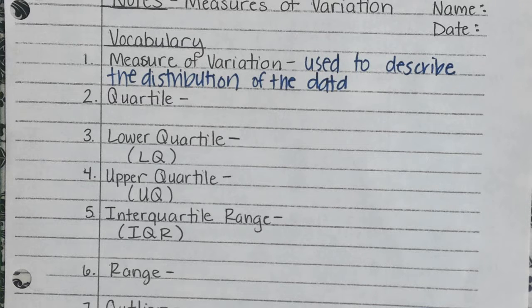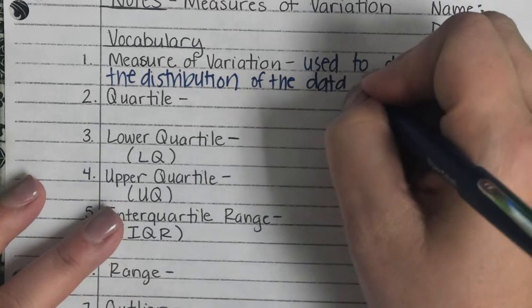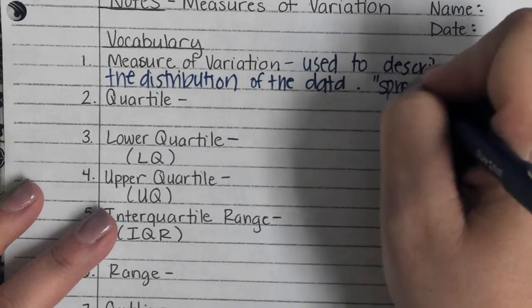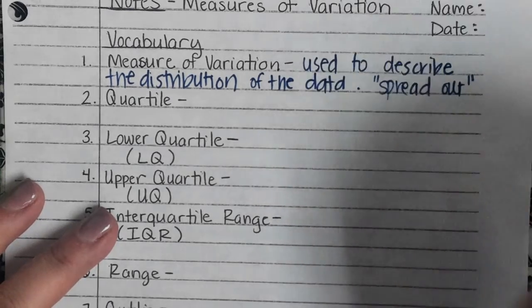Okay? So when we talk about measure of variation, variation means different or change. We're talking about how the data is distributed, how it is spread out. That was a great term. I like Hayden's term, spread out. How the data is spread out.